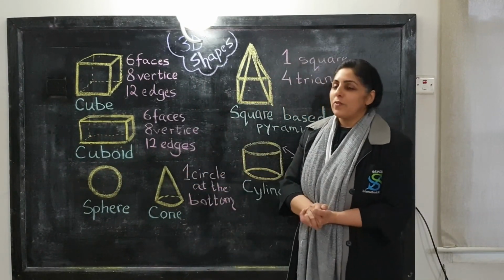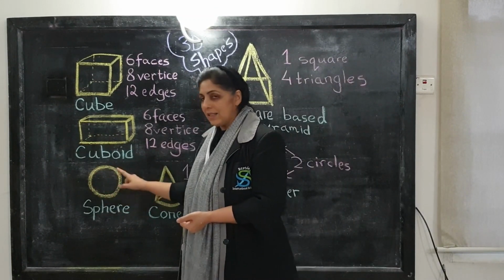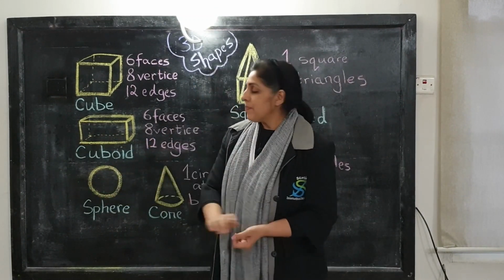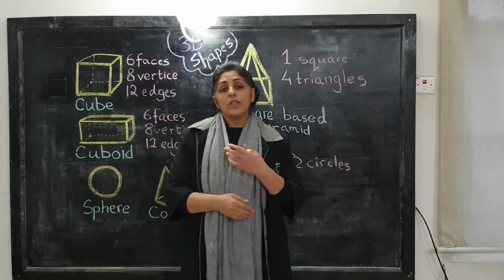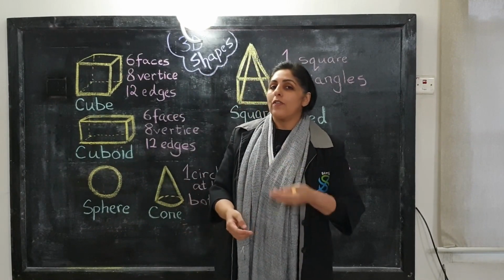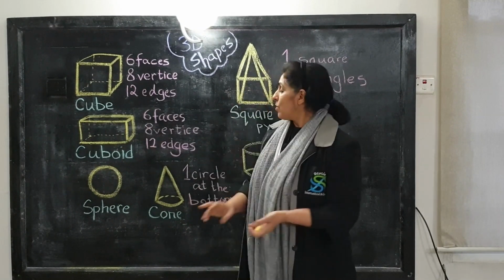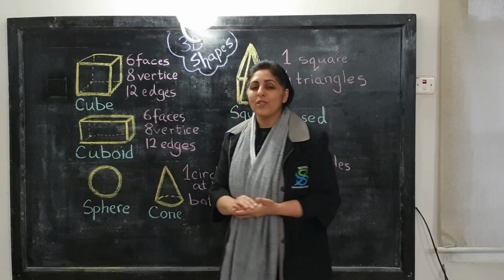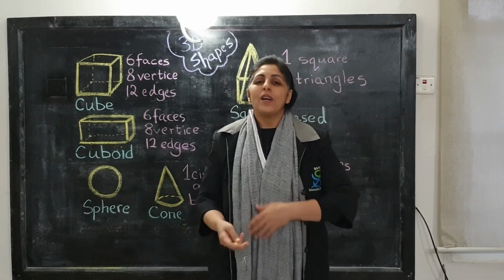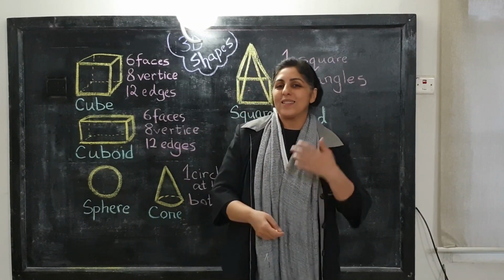Let's move on to the sphere. A circle is a 2D shape. A sphere is the 3D form of a 2D circle. The earth is a sphere. I'm sorry, I can't put on any features over here because a sphere is a sphere. I can't say it has faces and sides and vertices.